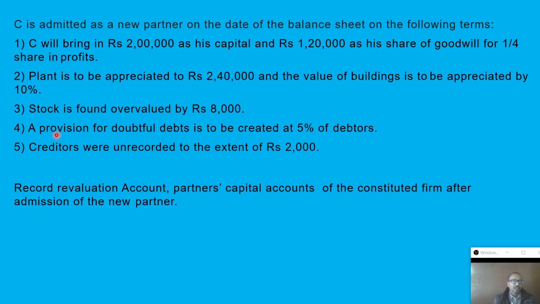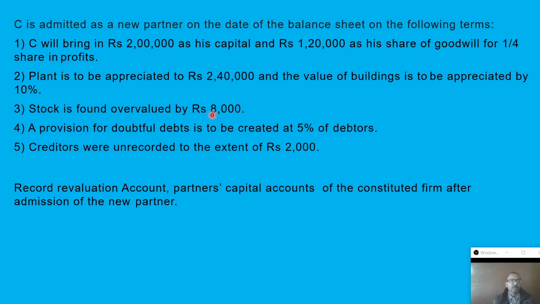Now the other points or other adjustments you have to make at the time of admission. The stock is found overvalued by rupees 8,000. There is stock, goods lying unsold, so that should be valued, but the actual value we should have to consider.